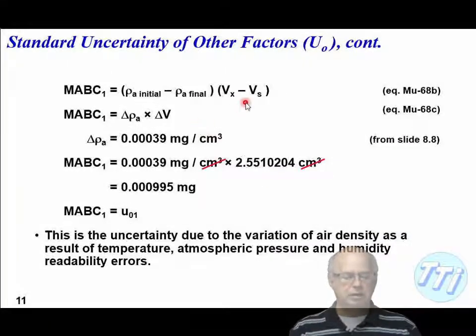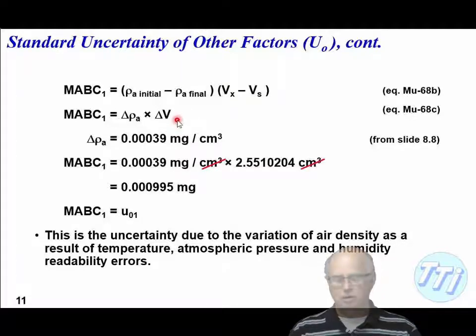So now I've got a potential change in volume, an uncertainty in volume. I've got an uncertainty in density, and so I can calculate my buoyancy force as density times volume. Recall that we have to be careful to get the units right all the way through, so track carefully on the units. That now is going to be called U sub 01, and that is the uncertainty in the measurement due to air density, temperature and pressure, and humidity uncertainty.